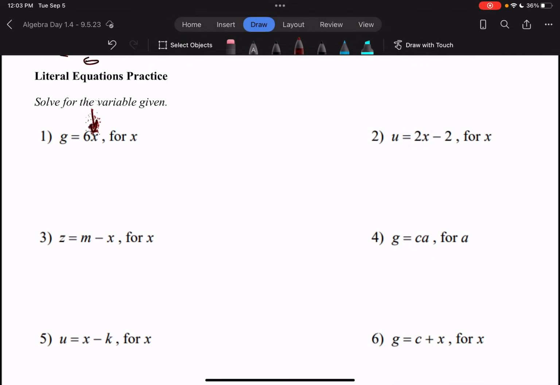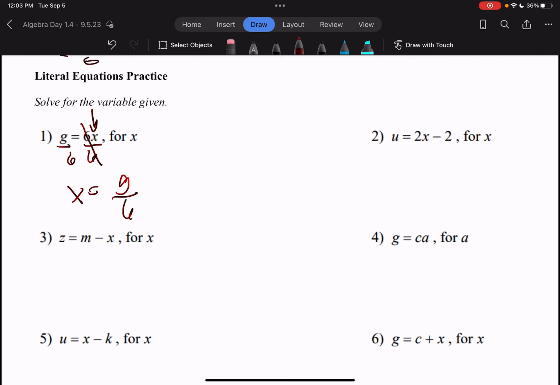If I want to solve for x here, I would divide by 6 on both sides, right? And then this will cancel out because 6 divided by 6 is 1. And we get x equals G divided by 6. That's it. That's your answer, okay? That's what x equals. If we knew what G was, we could plug it in and we could find out what x equals very easily this way.